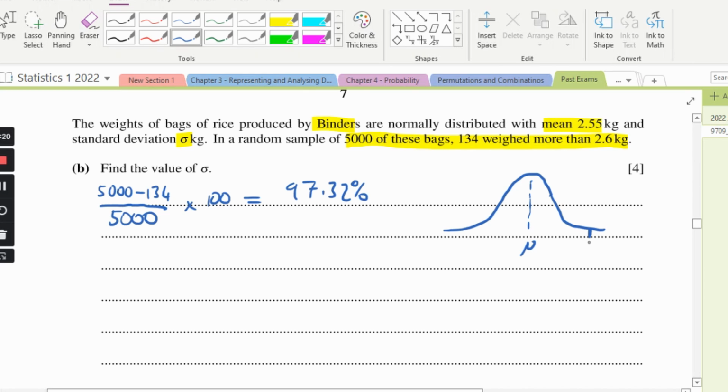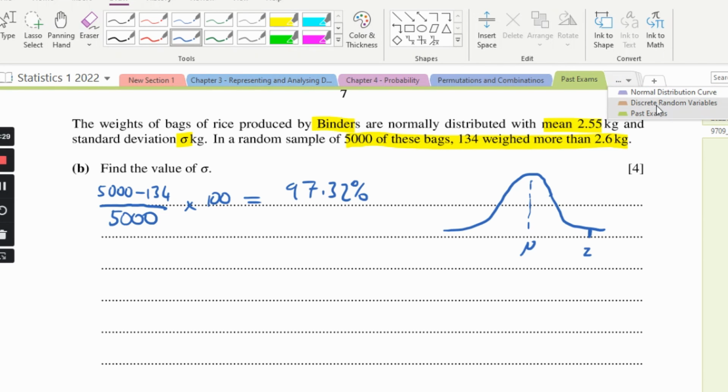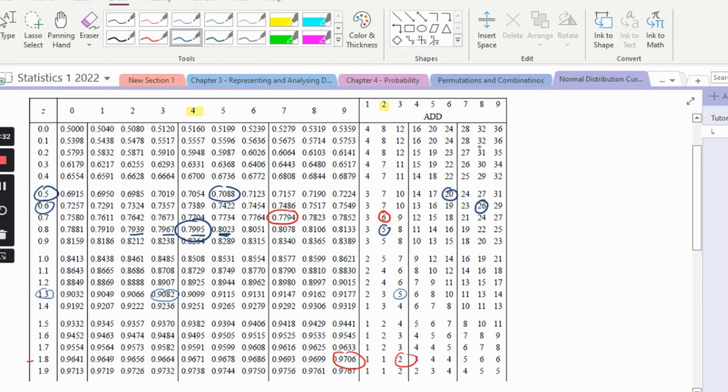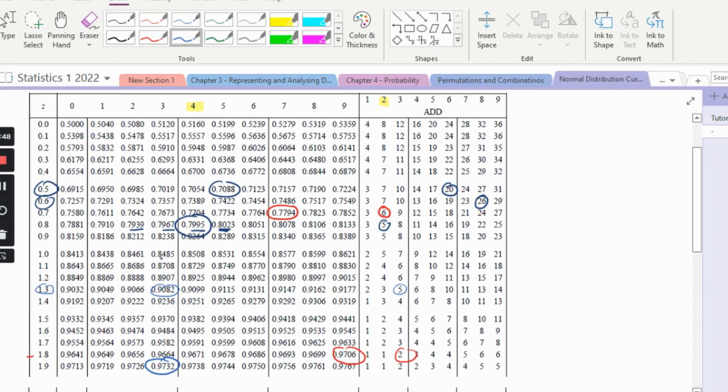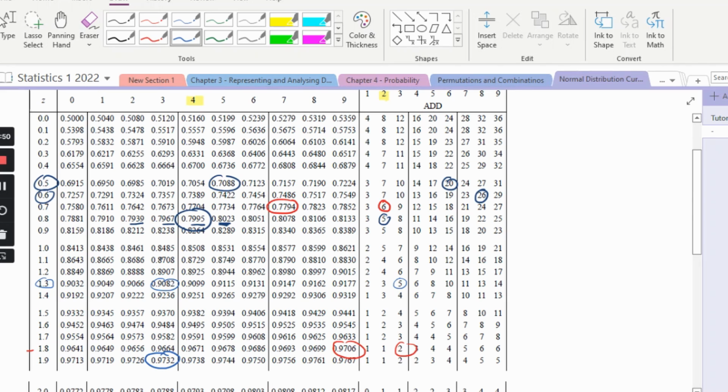So we've got to find the Z number for 0.9732. So we're going to go to our table and find out what that could be. 9732, 97. Here's a 9. Oh, look, it's right there. We don't have to do any silly adding or anything. So it's 1.93. Is everyone okay with that? That's making sense. 1.93. Nice.